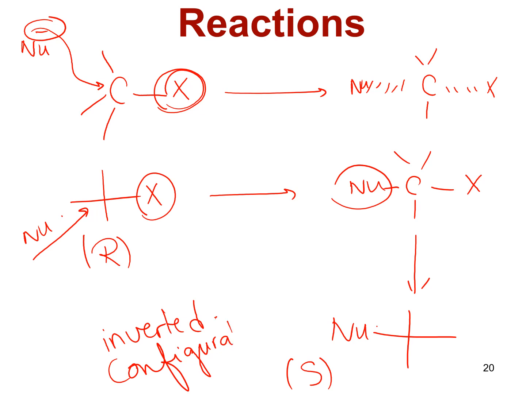So whenever you are performing an SN2 reaction, if you start with an R, you end up with an S. If you start with an S, you end up with an R, because you have inverted your configuration due to the backside attack of the nucleophile. So this is the first mechanism of the reaction that can be used for performing a nucleophilic substitution reaction, where both reagent and starting material are present in the first step.